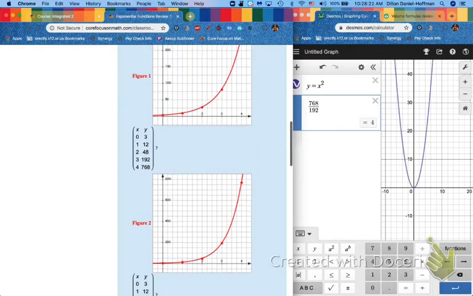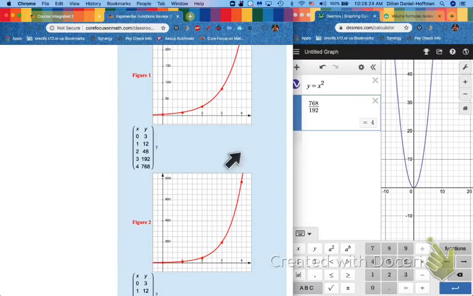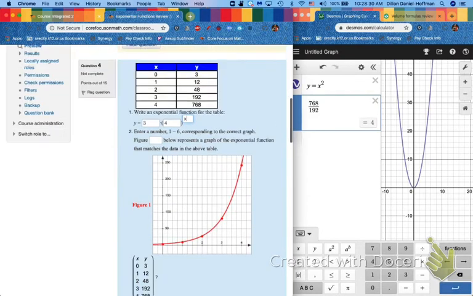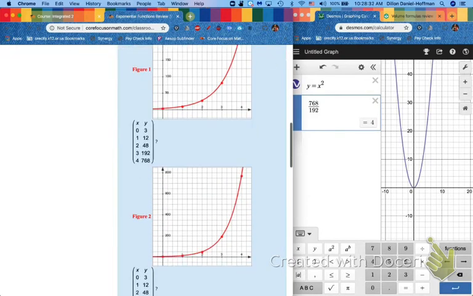Figure 2. Now when x is 4, is y 768? Well, it's a little less than 800, so yeah, maybe. Let's check 3. Is it 192? Okay. When x is 3, is it a little less than 200? Yes, so it's probably figure 2, but let's just make sure.